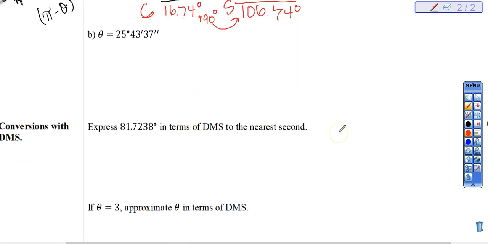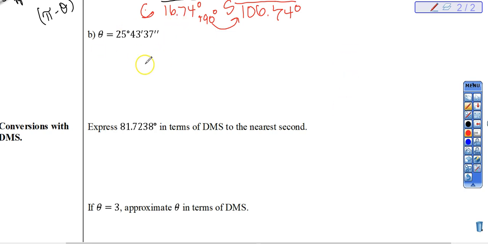But how do we go about this when we're doing math in degrees, minutes, and seconds, and you don't have the graphing calculator? I won't show you how to do it with a calculator. I'll only show you how to do it by hand. When you prove to me that you can do it by hand, I'll show you how to do it with the calculator.